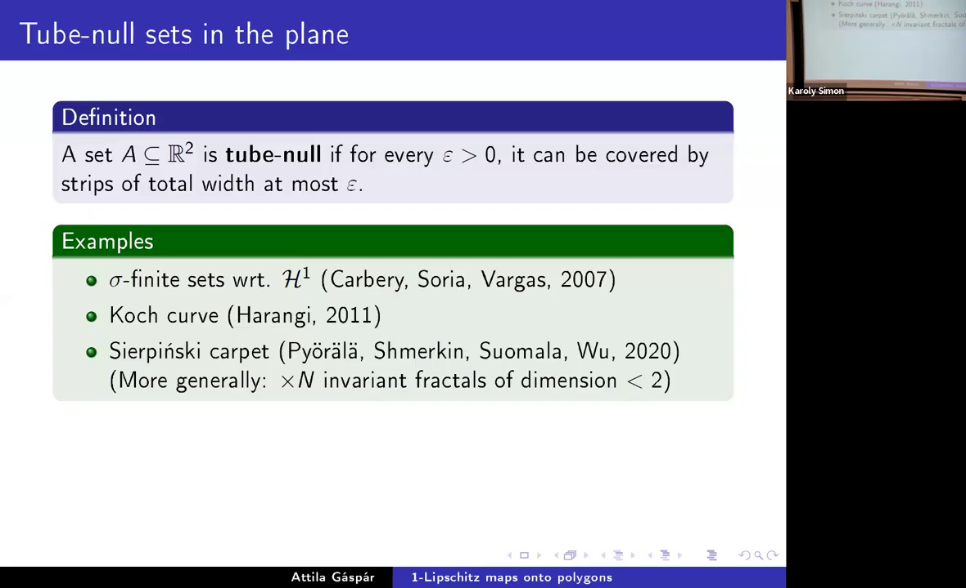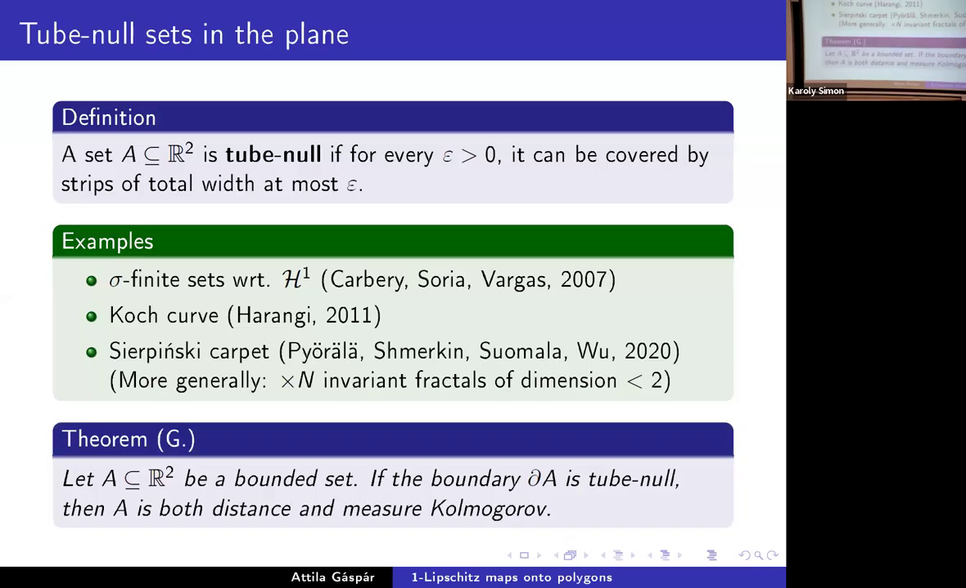My main result is the following. Assume that we have a bounded set with tubular boundary. Then it is both distance Kolmogorov and measure Kolmogorov. Note that these results are all in the plane. Later I will talk about the higher dimensional case.